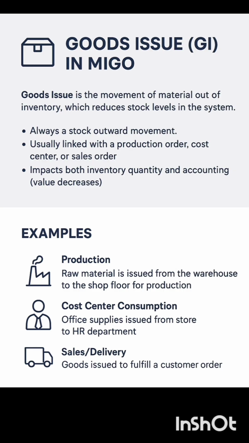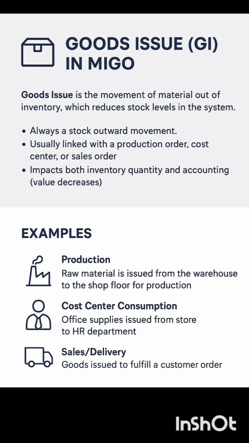Let's take three examples. Number one is production. Raw material is issued from the warehouse to the shop floor for production, and production is being done according to the production plan. Similarly, in cost center consumption, office supplies issued from the store to the HR department is a classic example of MIGO usage. And third, sales or delivery: the goods issued to fulfill a customer order is a prime example where MIGO is being used for goods issuance.